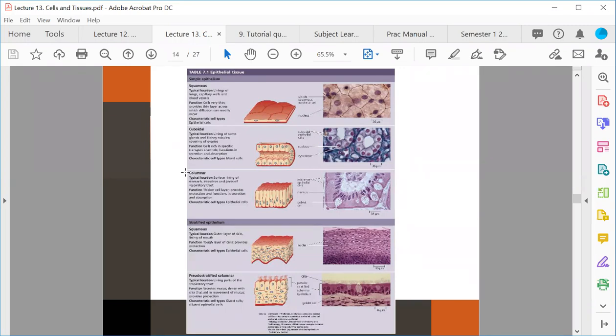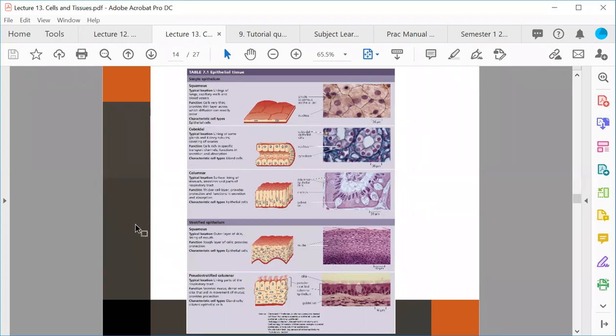Next type, simple columnar epithelium. And we can see once again, a single layer of cells, but they are columnar in shape. And these tend to be found lining the stomach and the intestines. So we saw these very long column-shaped cells in the gut on one of the previous slides. So these are thicker cell layers which provide protection and also function in secretion and absorption.